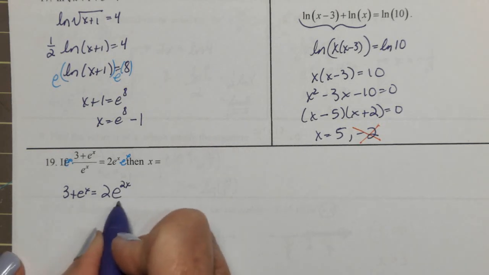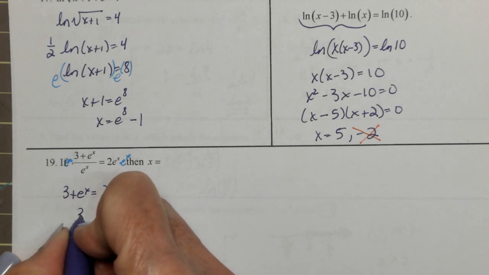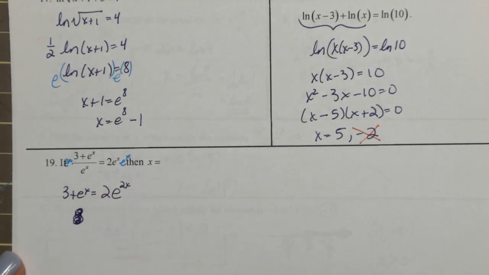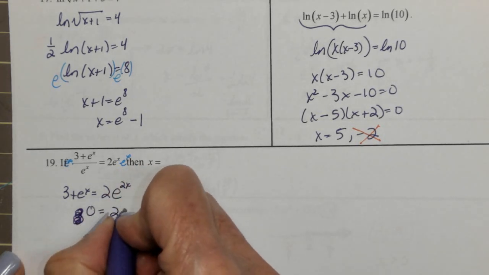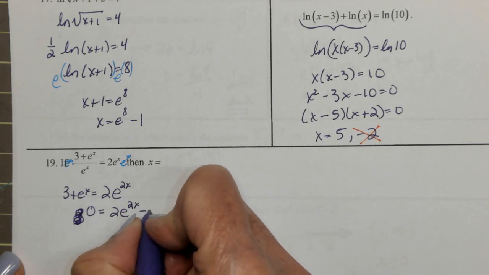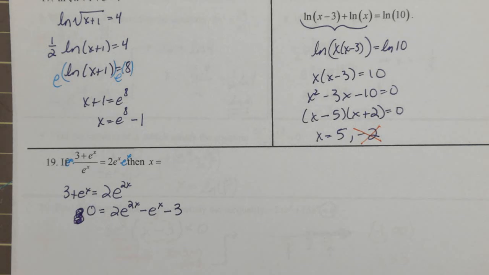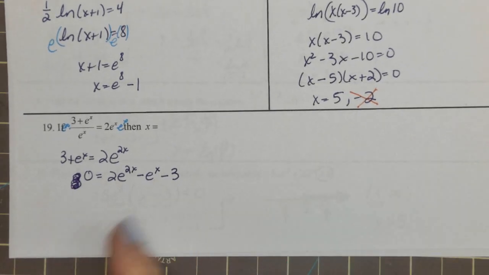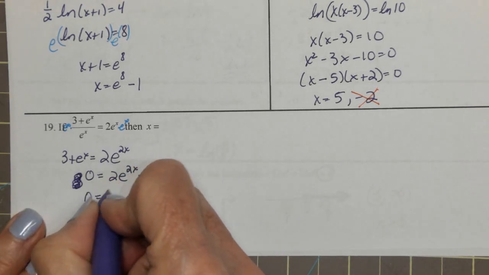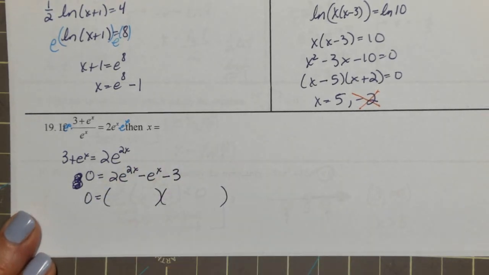Now I'm going to subtract e to the x on both sides. Actually, I'm going to get 0 on one side. So I have 0 is equal to 2e to the 2x minus e to the x minus 3. I do that because this is very similar to something like x squared minus x minus 3. So I put it in almost a quadratic-ish form that I will factor just like I do a quadratic.